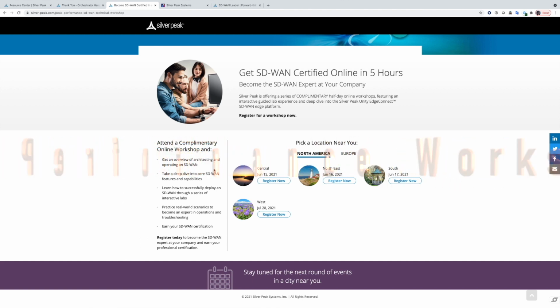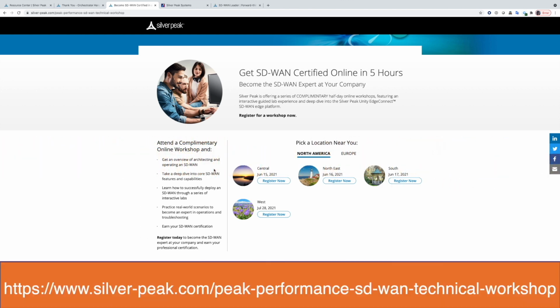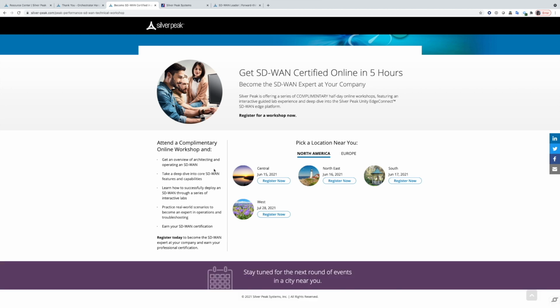You can also register to the Peak Performance Workshops. This is a one-day technical training. You will get a presentation about how the SD-WAN solution works, and you will get hands-on labs where you will be able to configure a SD-WAN network, play with the security, with the routing, and also with the WAN optimization as well. And you can get certified at the end.